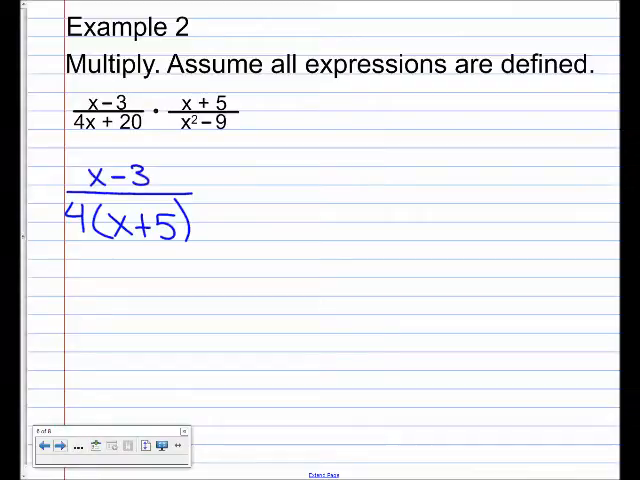x plus 5. Again, mentally distribute that to make sure that it checks out. 4 times x is 4x. 4 times 5 is 20. So times, I can't do anything with x plus 5. Over, what about x squared minus 9? What is that?